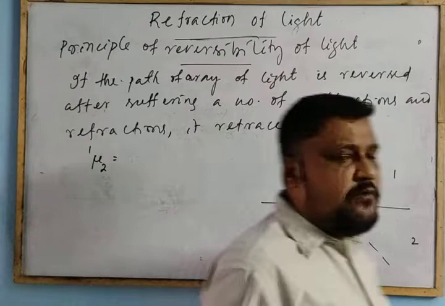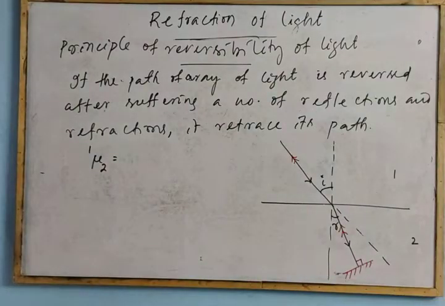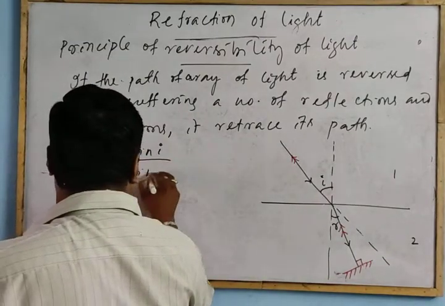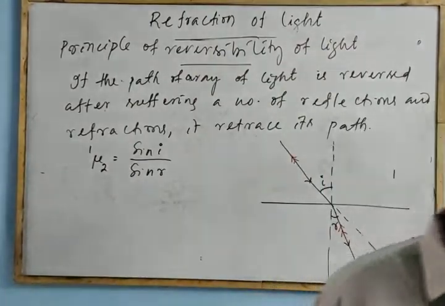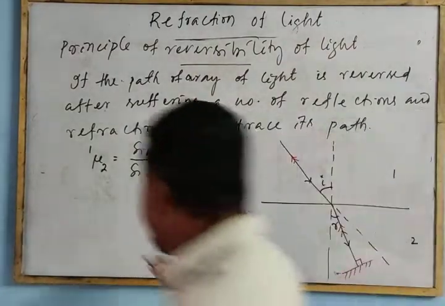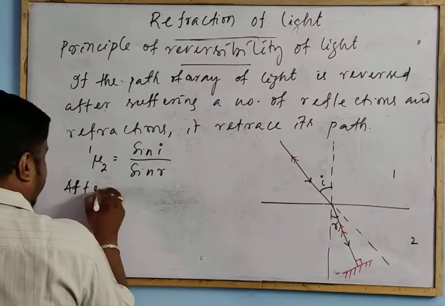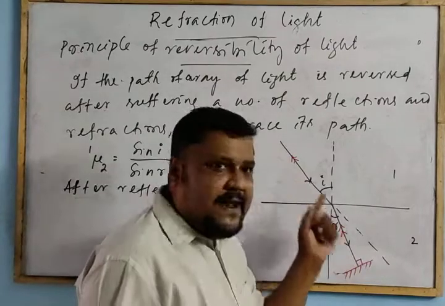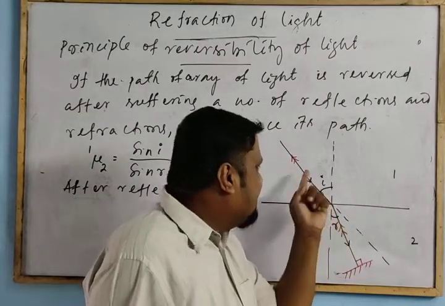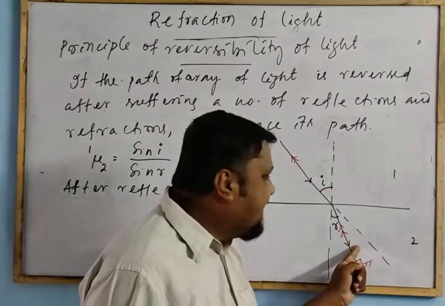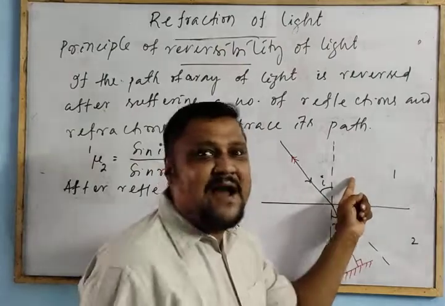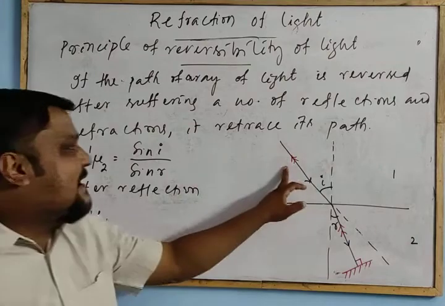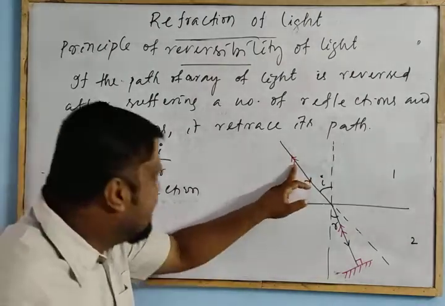The ray is traveling from 1 to 2. First the refraction, of course. Because of the refraction, mu 2 1 is equal to sine of angle of incidence by sine of angle of refraction. Now after reflection, the ray retraces. Now this is the incident ray and this is the refracted ray. The incident ray is now in medium 2, the refracted ray is in medium 1. So I will write the refractive index of 1 with respect to 2.